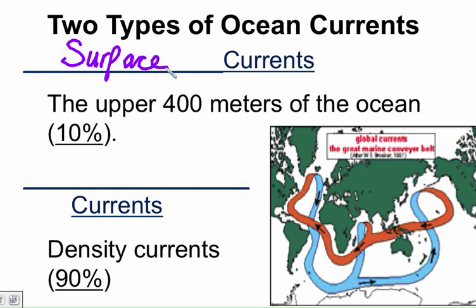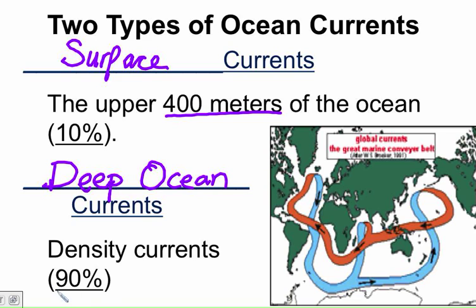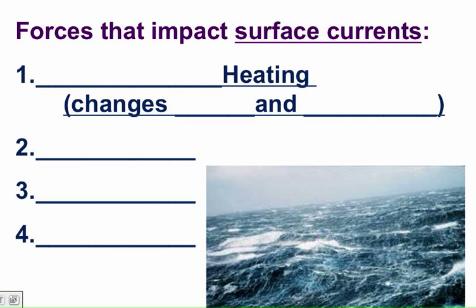So we are focusing on two types of currents, the first one being surface currents. Based on the name, we know that happens to the top part of the ocean, the upper 400 meters. And we also have the second type of current, which are the deep ocean currents. And those deep ocean currents then fluctuate within the bottom 90% of the ocean. So the surface currents are a much smaller scale, but we'll find out they have a little bigger of an impact on climate.